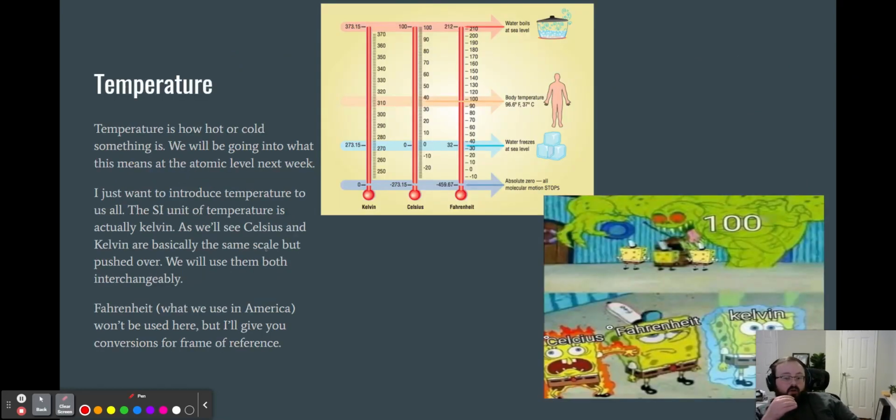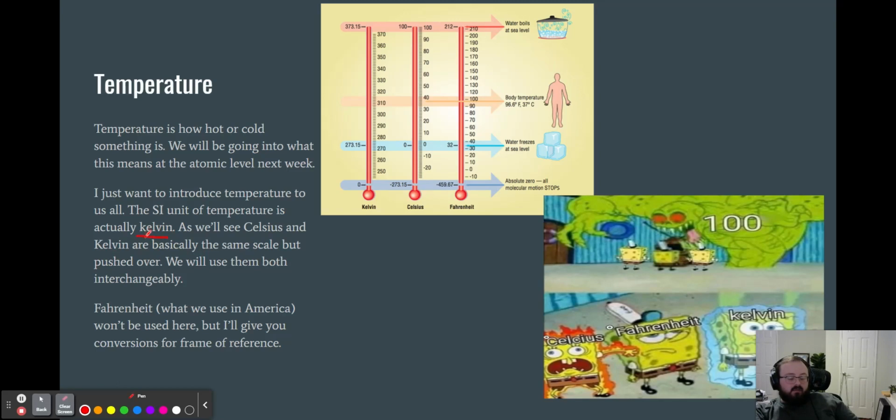So with temperature, we're going to talk a lot about what temperature means at the atomic level. We're going to talk about that next week, right? For now, we hear temperature, we think hot or cold. If it's hot outside, the temperature is higher. If it's cold outside, temperature is lower. This is an introduction. The SI unit of temperature is actually Kelvin.